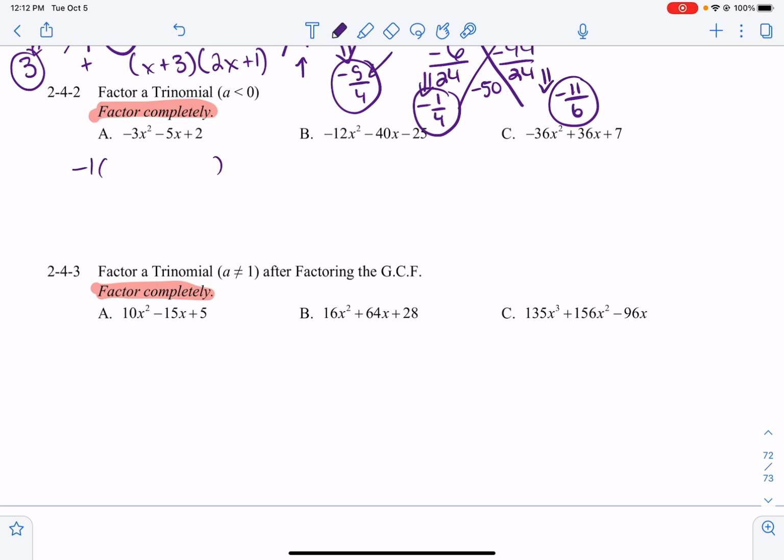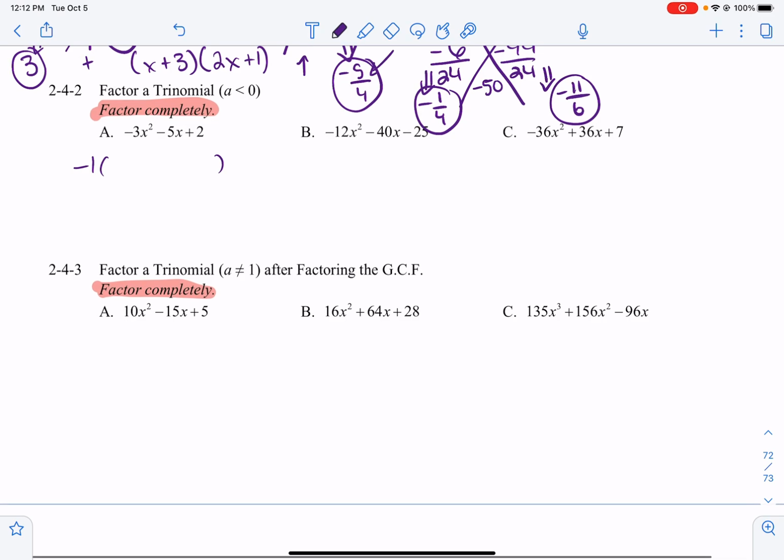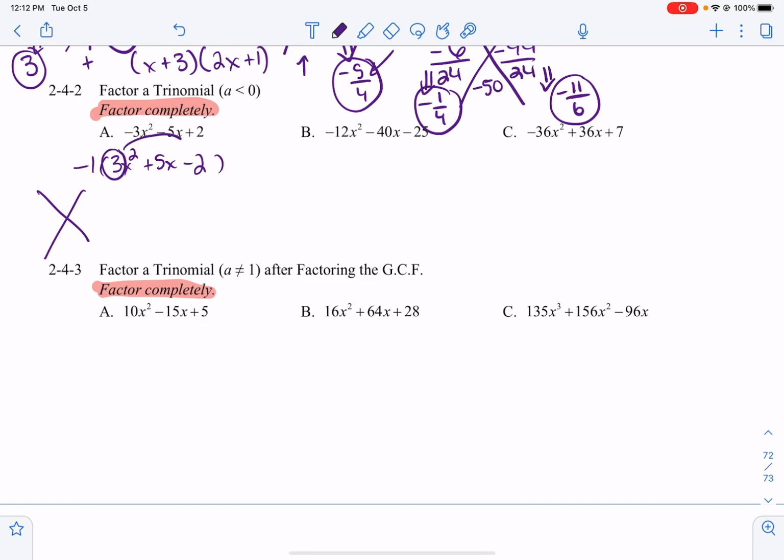So this negative 1, when I factor it out, my negative 3x squared just becomes a positive 3x squared. My negative 5x becomes a positive 5x. And my positive 2 becomes a negative 2. Now I just solve this problem the way I do all the other problems, okay? I'm going to big X. I can't get rid of that 3 in the front, so I multiply it by the negative 2, and I get negative 6. And on the bottom, I have a 5.